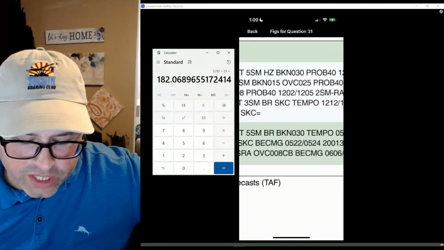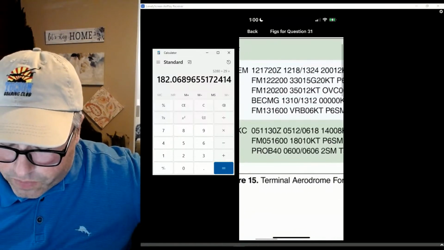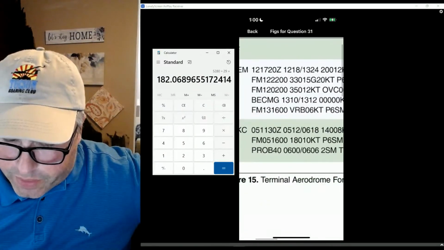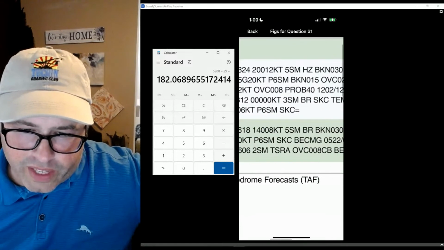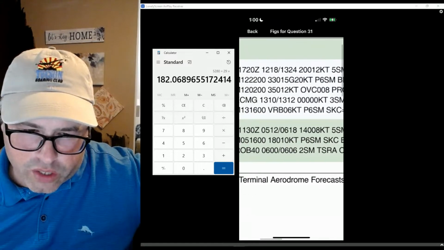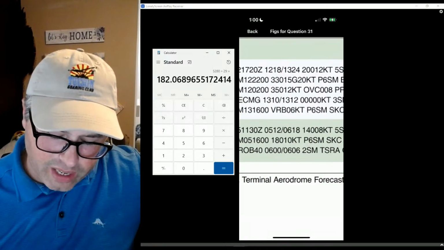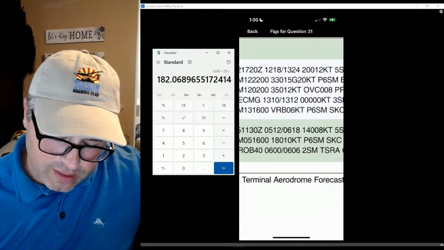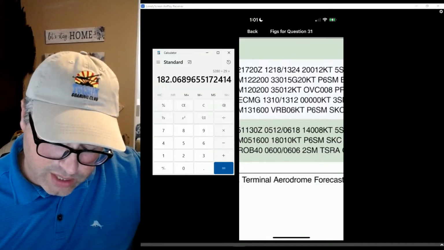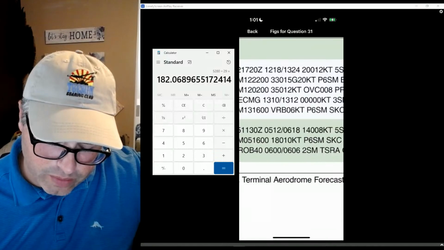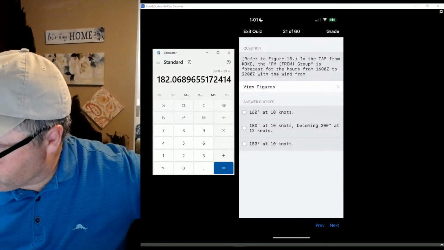Well, that's outside the range they asked about. They only asked about from 1600 until 2200. That becoming group is beyond 2200. That's the only part they're asking about. The winds are 180 at 10 knots, plus 6 statute miles visibility, and skies clear. That's all there is to it.